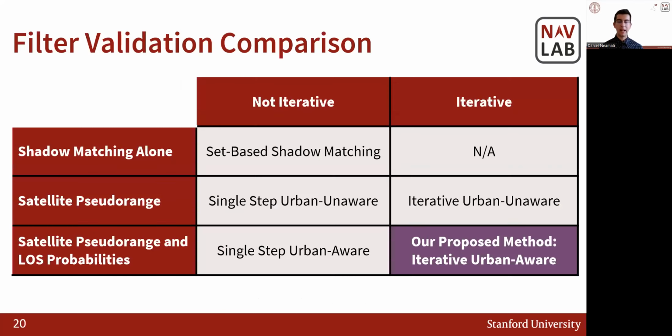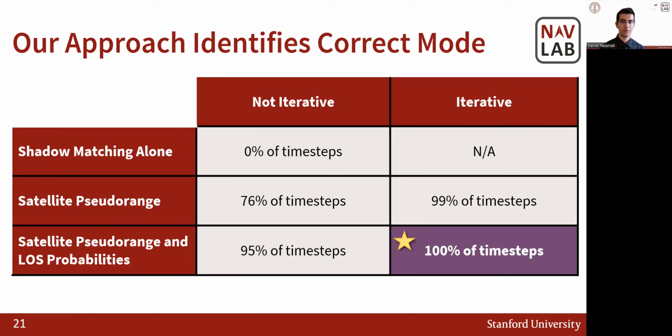Now we want to validate the different parts of our filter. So on the rows, we have the first part of the approach, which is the set-based pseudoranges. And on the columns, we have the filter design being iterative. So if we don't use iterative, we have a single step filter where we don't pass the posterior back into the prior at each step. And if we are able to use the line of sight probabilities from the line of sight classifier, then we're able to have this additional urban aware component.